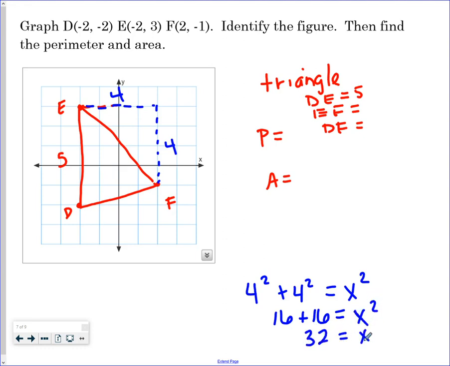And what is 16 plus 16? 32 equals x squared. And again, I don't want to round yet, so I'm just going to say square root of 32 for right now, because if I round that and then I use it and then I round that, it's too much rounding. Do you get that? So this is square root of 32.